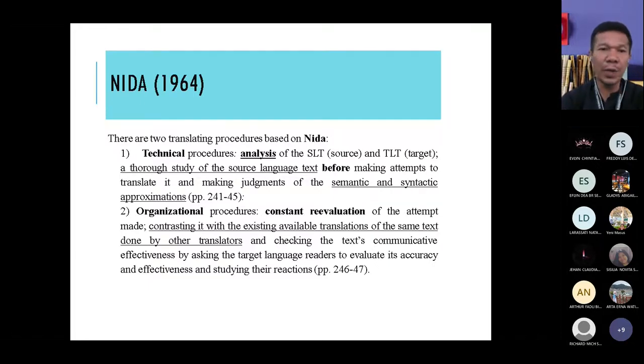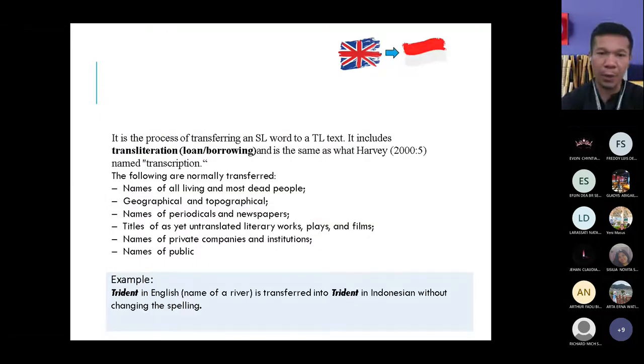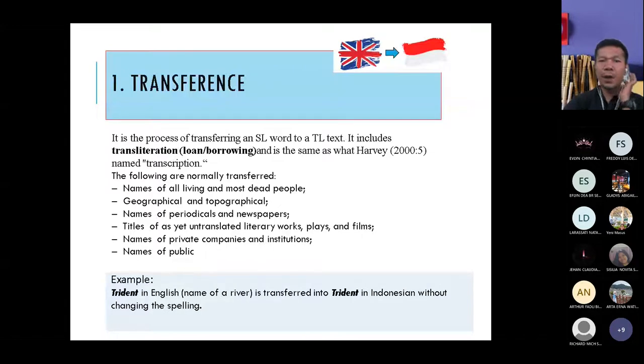Okay, so we go on to the first procedure proposed by Newmark. The first step in translation work, when someone wants to do the translation, is to transfer first. So it is called the transference procedure. In this procedure, we as translators usually translate the word or the text by loan or borrowing, without changing the phones. So this is also called pure borrowing, because we don't make any changes, even in the sounds or in the spelling.